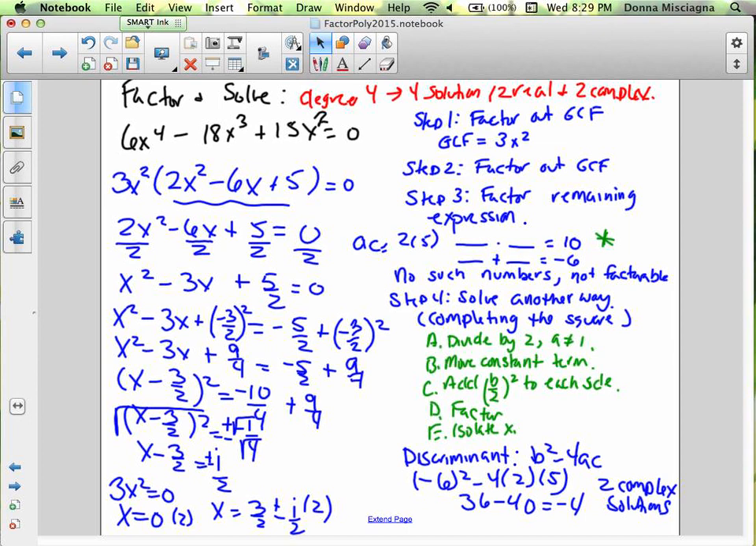So if we wanted to make sure that this was factorable or not, we could take the discriminant. So remember, the discriminant is b squared minus 4ac. That would give us negative 6 squared minus 4 times 2 times 5, which would be 36 minus 40, or negative 4, which means 2 complex solutions, and that's what we got. Right? So now moving on.